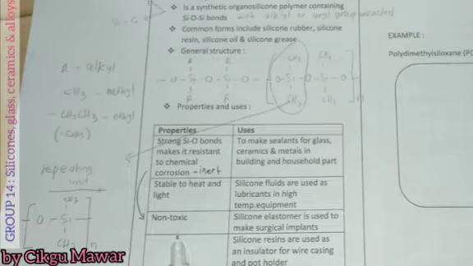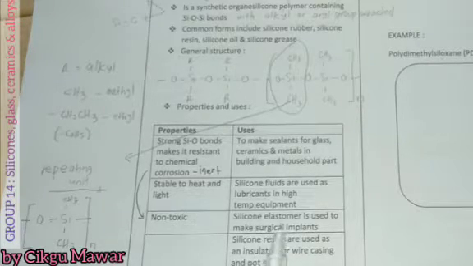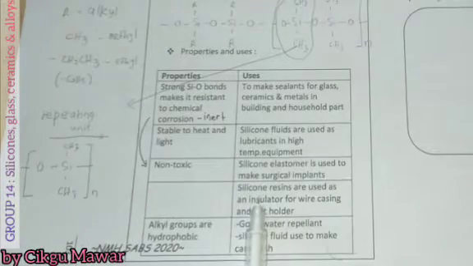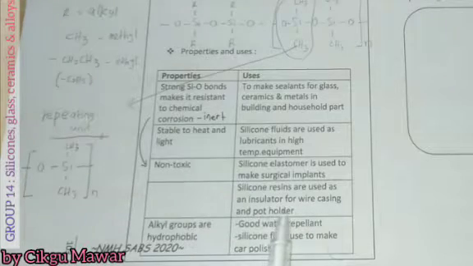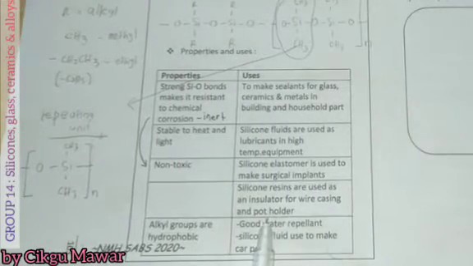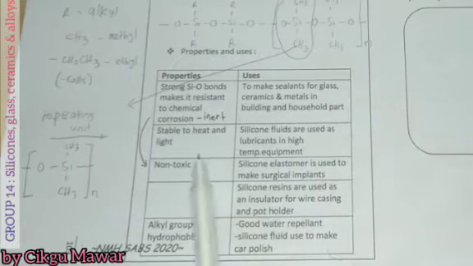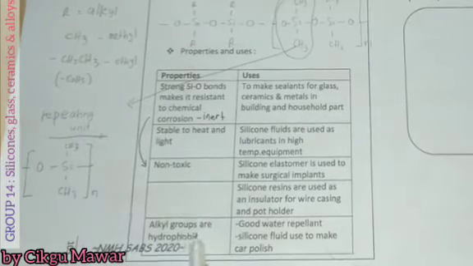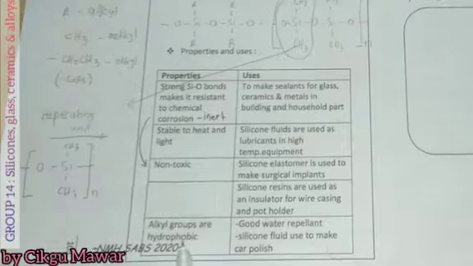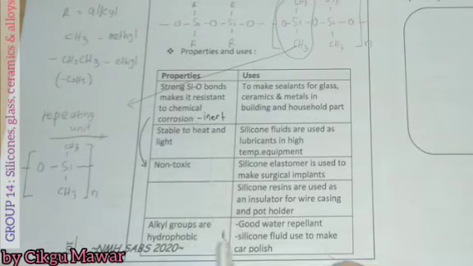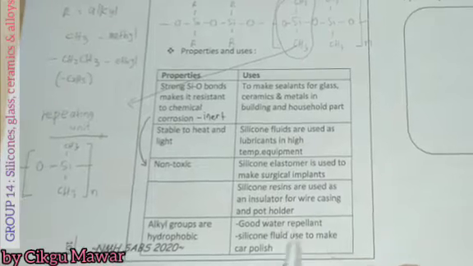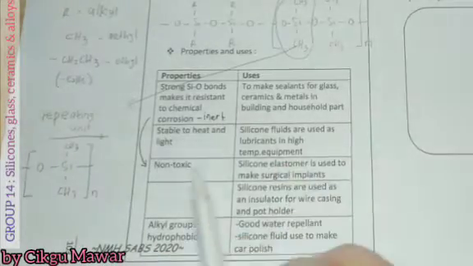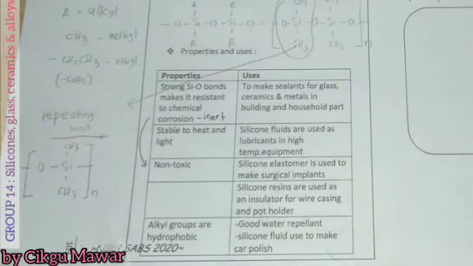Silicones are also non-toxic, so we can use silicone elastomer in making surgical implants. Silicone resins are also used as an insulator for wire casing and pot holders. The last one: because silicone has alkyl groups, and we know that alkyl groups are hydrophobic, which means insoluble in water, silicones are a good water repellent. Silicone fluid is also used to make car polish. So these are the uses of silicones.